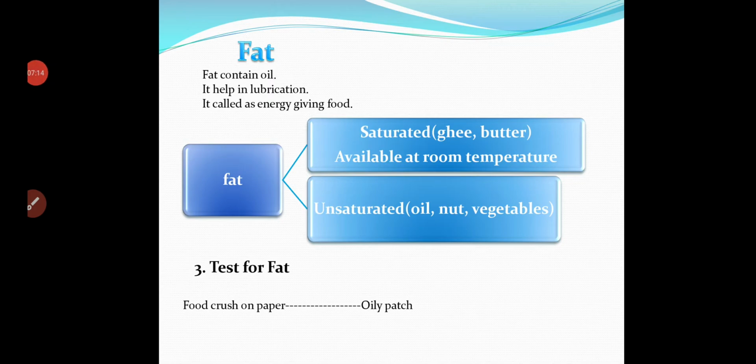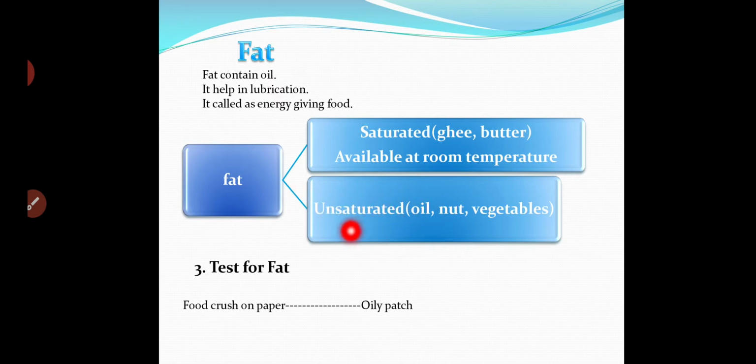Unsaturated fats are not solid at the normal temperature. So saturated fat is ghee, butter, and unsaturated fat is oil, nuts, vegetables; these are all unsaturated fats.